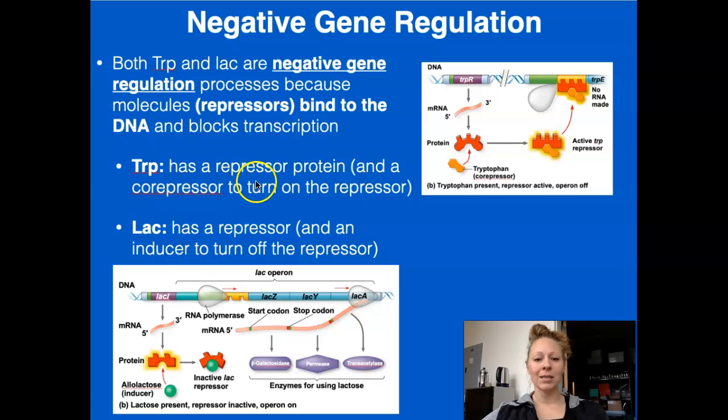So the trp operon has a repressor protein and a co-repressor that turns on the repressor, and the lac operon has a repressor molecule and an inducer which turns off the repressor. Those are both forms of negative gene regulation. You might find a different definition from other sources, but this is how it is being taught now, that both of these are negative gene regulation.